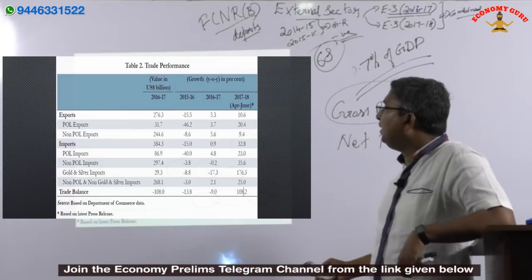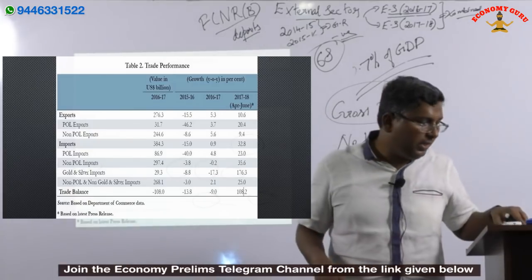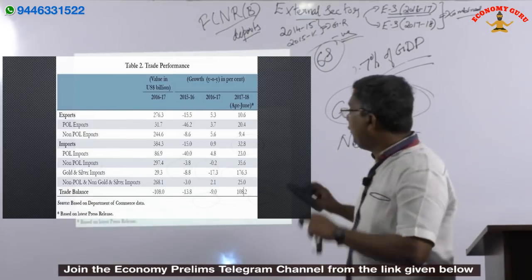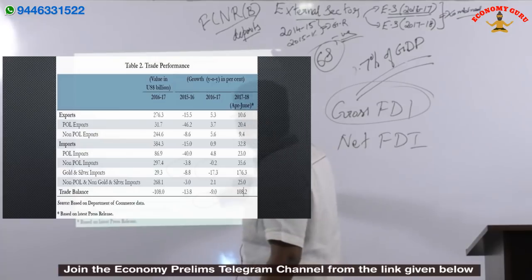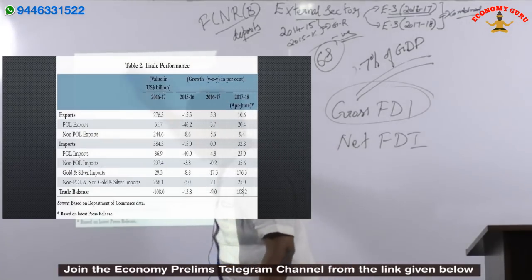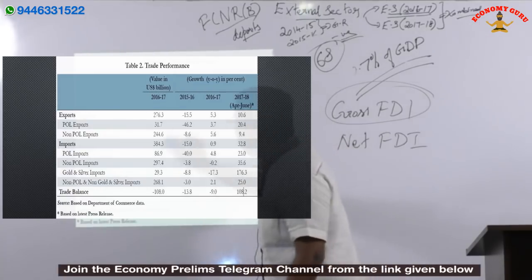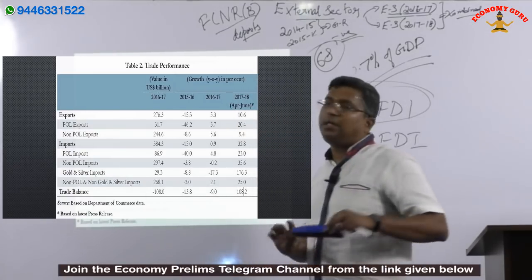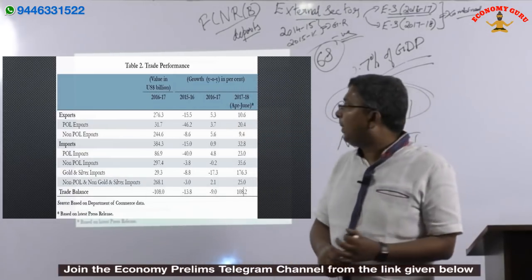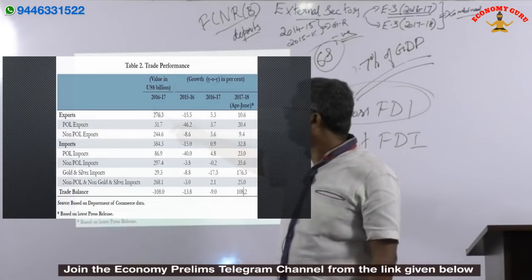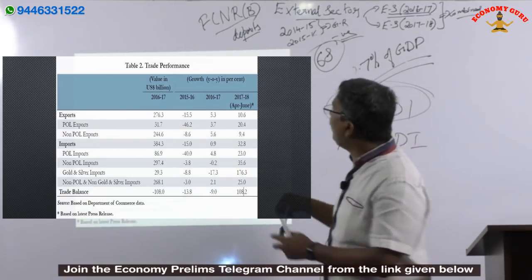This is regarding the balance of payment. Then if you look into the trade account, what is trade account? Only merchandise goods will be there. Merchandise goods will be there.